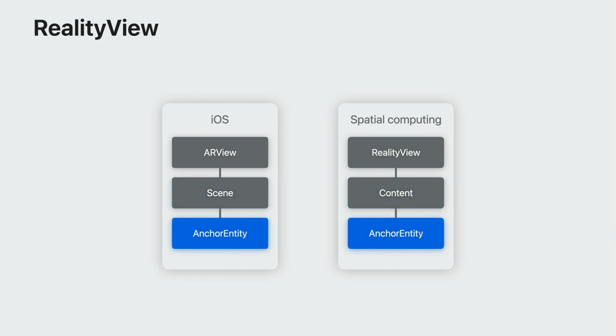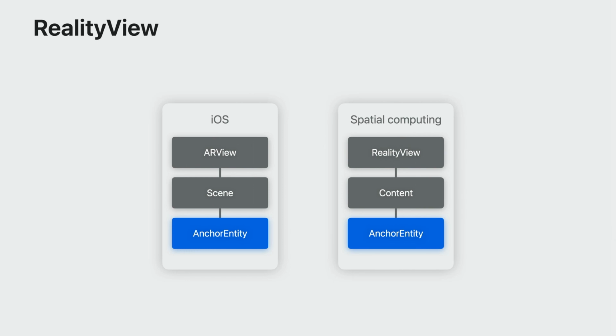You can add anchor entities to them, allowing you to anchor your content to the real world. On both platforms, you create an entity to load your content model and an anchor entity to place it. One main difference between the platforms is in the behavior of anchor entities.